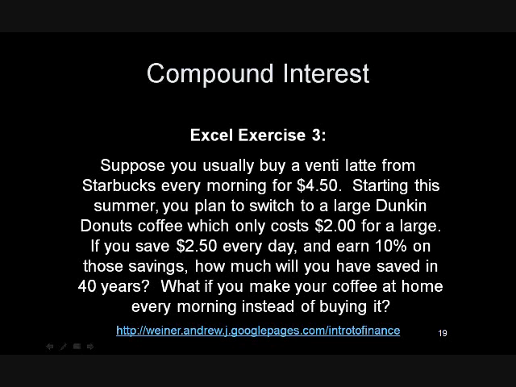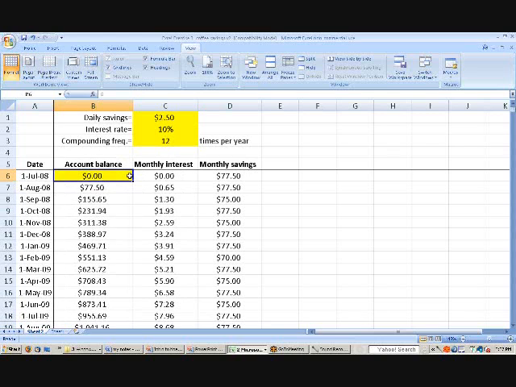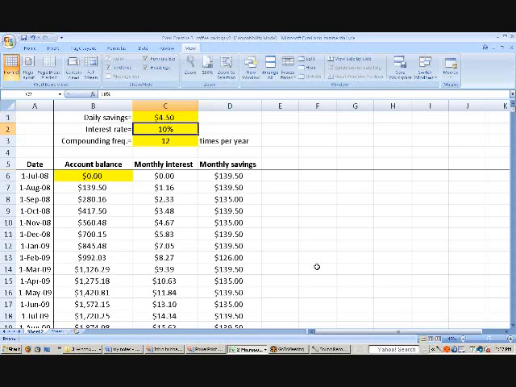Now the second part of the question, what if you make your coffee at home every morning instead of buying it? For this, we'll just assume that it doesn't cost any money to make your coffee at home. Of course, in reality, you'll have to buy the coffee grounds or the coffee beans, and there'll be a little electricity to run the coffee machine, but all those costs are fairly negligible. So for simplicity, we will assume that it costs $0 every day to make your coffee, which means that you're actually saving $4.50 compared to buying at Starbucks.